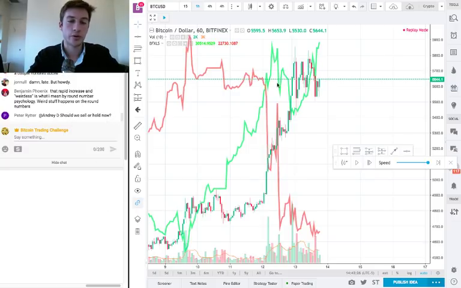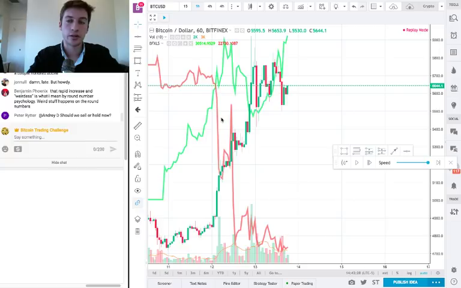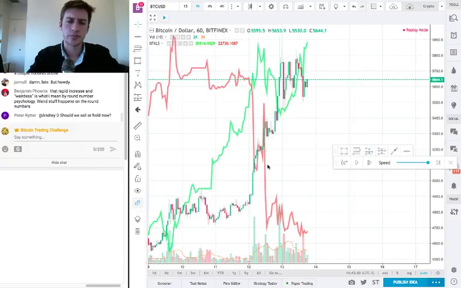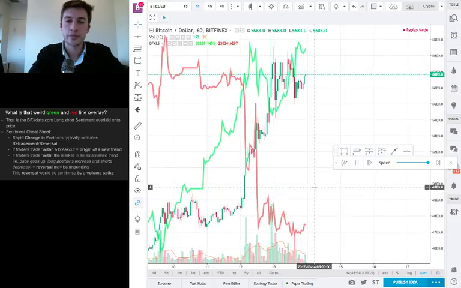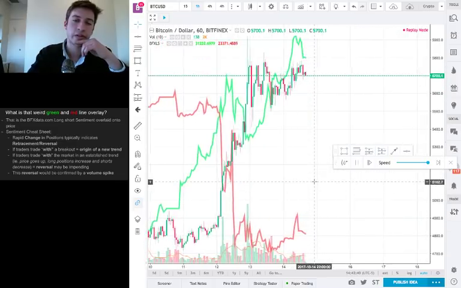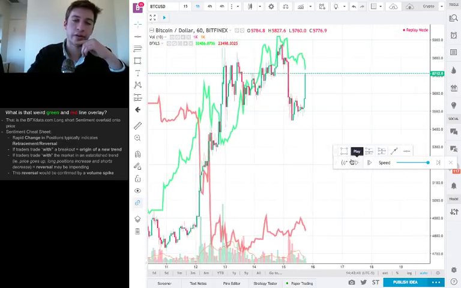Should we sell or hold now? I would say hold. This looks like a very bullish market to me, but the sentiment's being a little weird. Okay. Let me push play and go on hyperspeed to speed this up because we only have about 5 minutes left. So bulls are increasing, so this is not a healthy market.